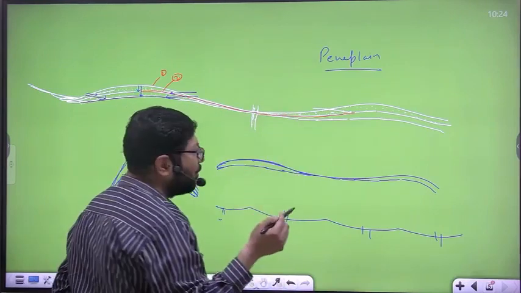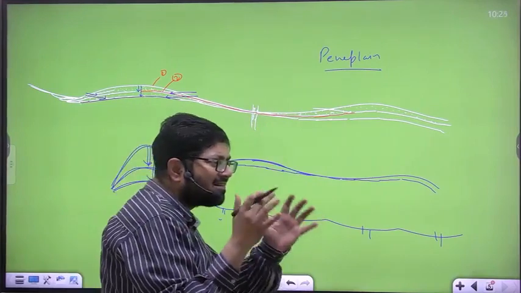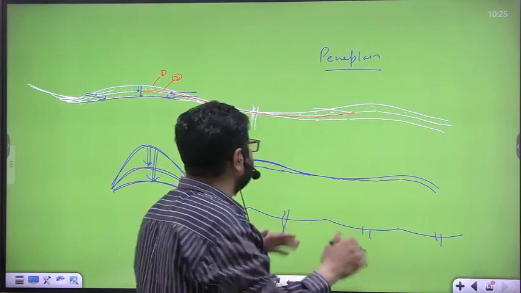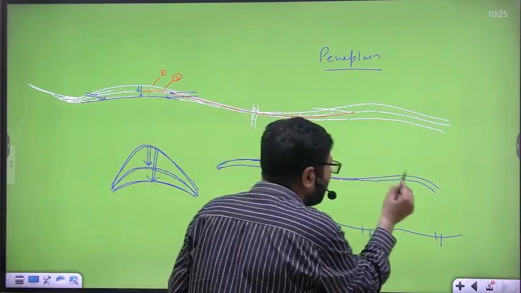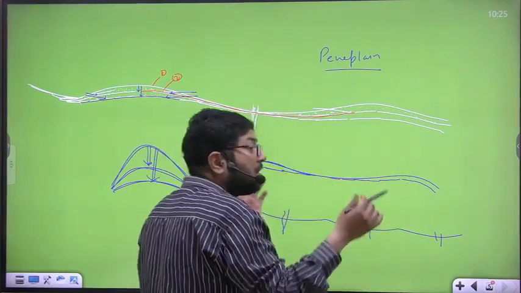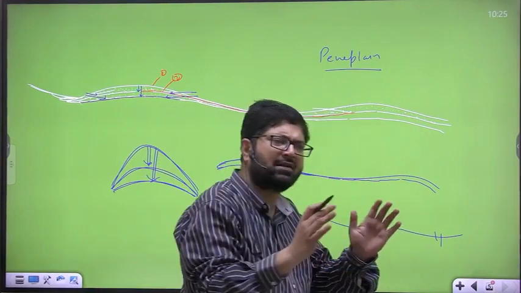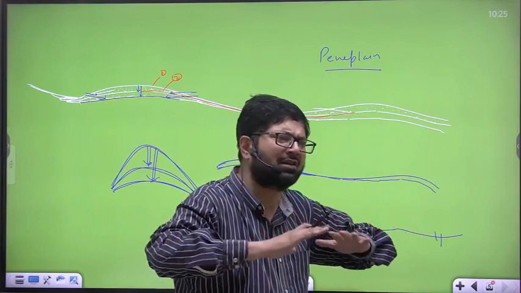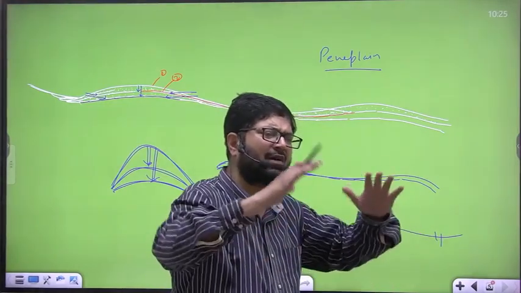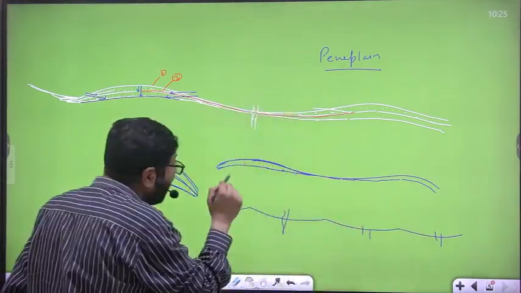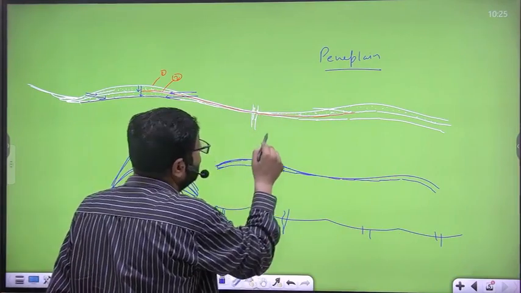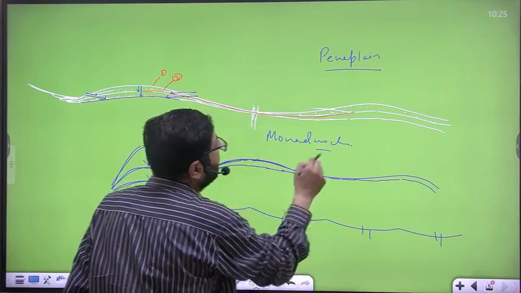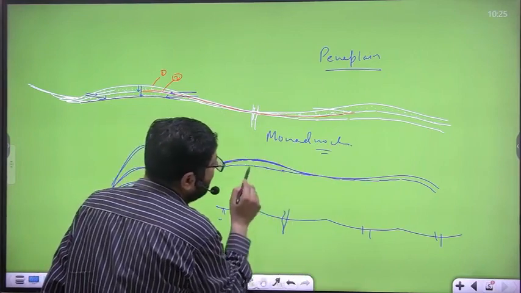What are these monadnocks? There are certain hard resistant landforms which do not, ऐसा नहीं सब जगह यूनिफॉर्मली वेदर होंगे. Certain water divides are higher, certain water divides are lower, certain valleys are broader, certain old stage में भी, last stage ऐसा सिमेट्री नहीं होती कुछ, but all the rivers achieve graded conditions and water divides are lowered. Certain hard and resistant rock remain behind. Those are known as monadnocks. These hard and resistant rocks that remain behind are known as monadnocks.